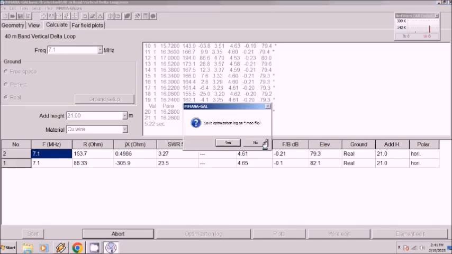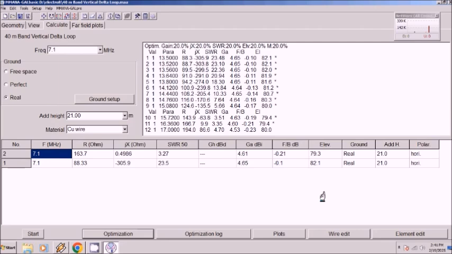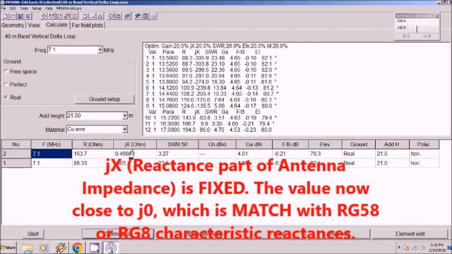Okay, now the gain is still good, 4.61 decibels above isotropic antenna. The SWR is still far from 1, and the feed point resistance is also still far from 50 ohms. This is 163.7. But look here at the JX, or this is the imaginary part of the impedance.